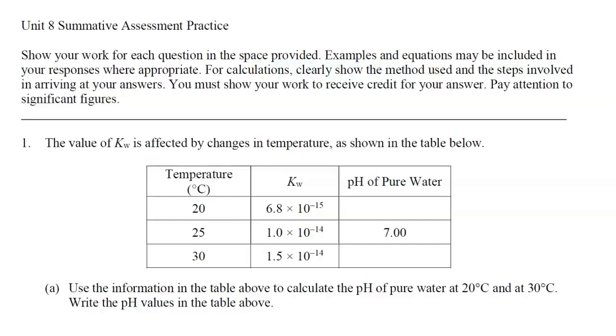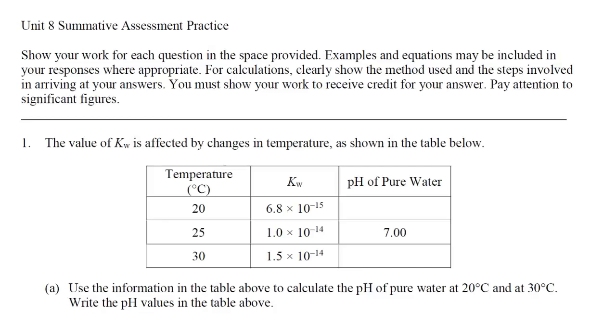Question 1 says the following. The value of Kw is affected by changes in temperature as shown in the table below. Part A. Use the information in the table above to calculate the pH of pure water at 20 degrees Celsius and at 30 degrees Celsius. Write the pH values in the table above.